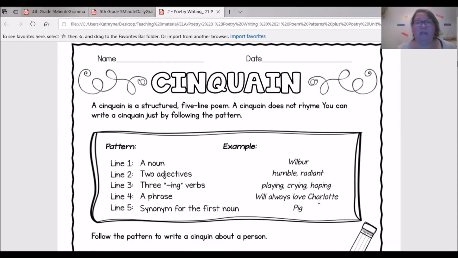Line four is a phrase. Will always love Charlotte. So this should not be a complete sentence. It should be just a short phrase. It sometimes is a sentence, a very basic one, but really that's not what you're going for here. It's just a short phrase. And finally, a synonym for the first noun. So Wilbur was, of course, a pig. So that's where that comes from.